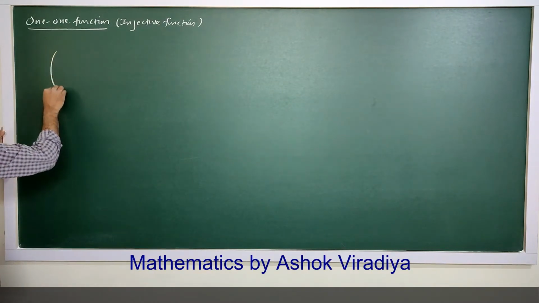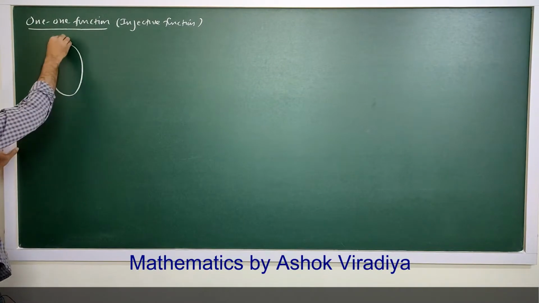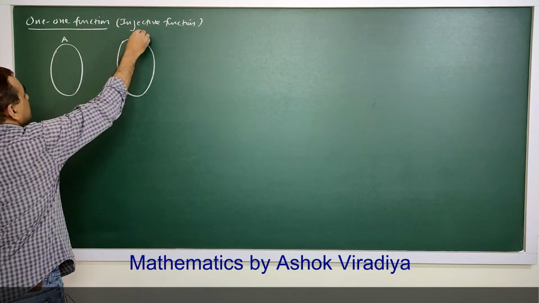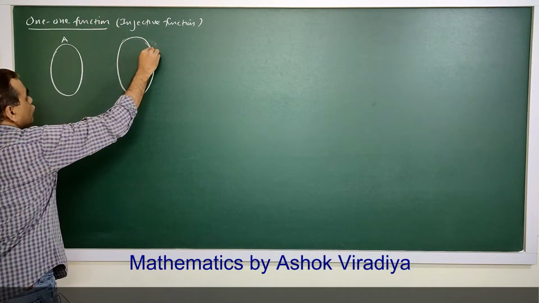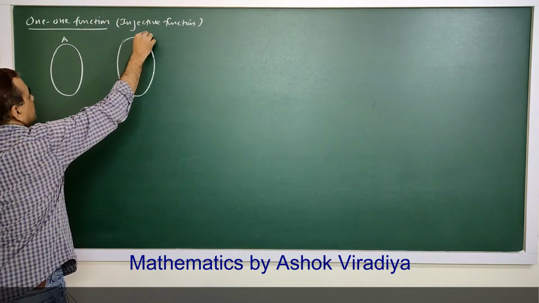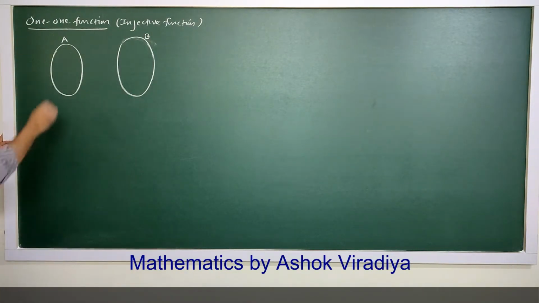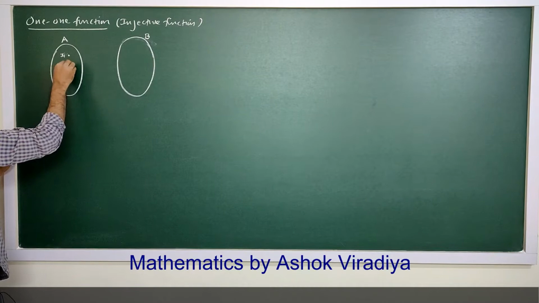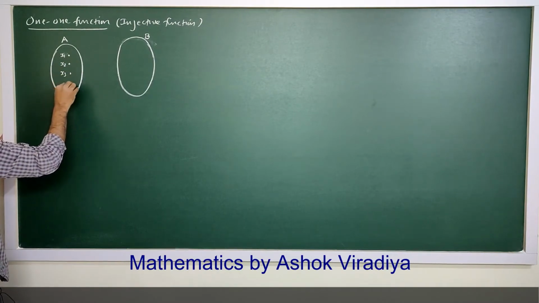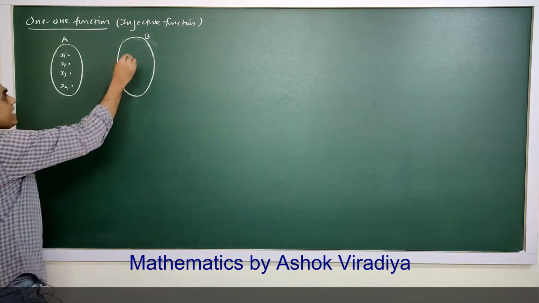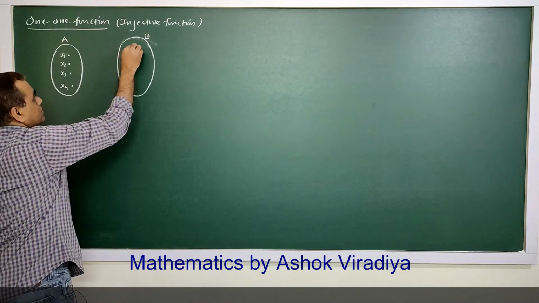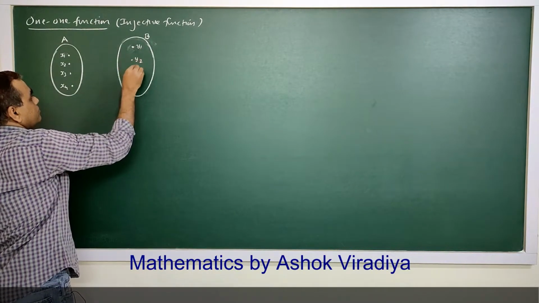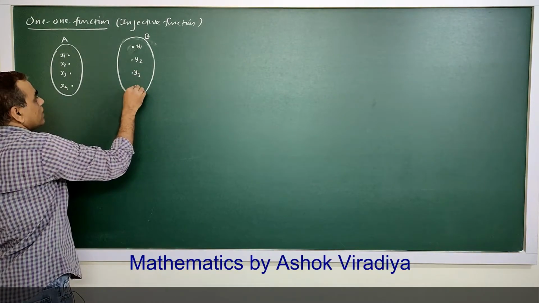Suppose I am taking a function whose domain is A and codomain is B. Domain contains numbers, suppose x1, x2, x3, x4. Codomain contains numbers, suppose y1, y2, y3, y4.